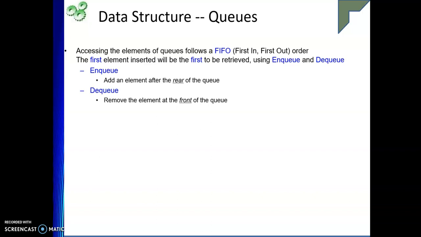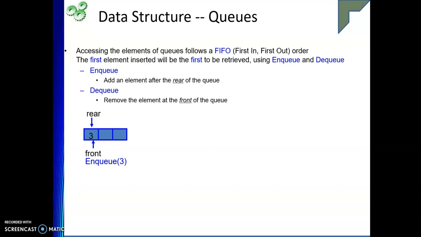The operation that we do for inserting an element, we call it enqueue, which inserts an element in the rear of the queue. And if you want to remove an element from the queue, from the front, we call it dequeue. So let us see an example.